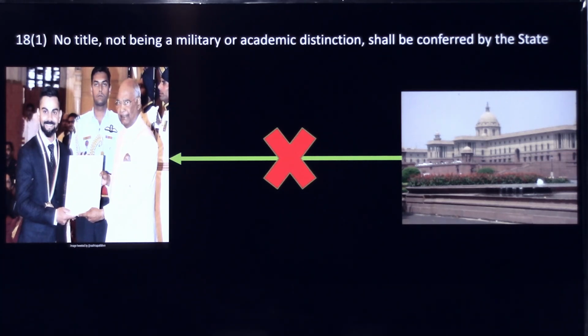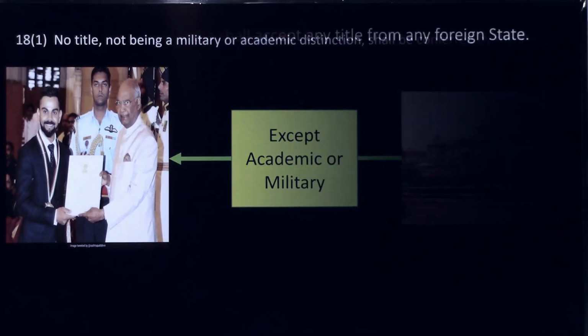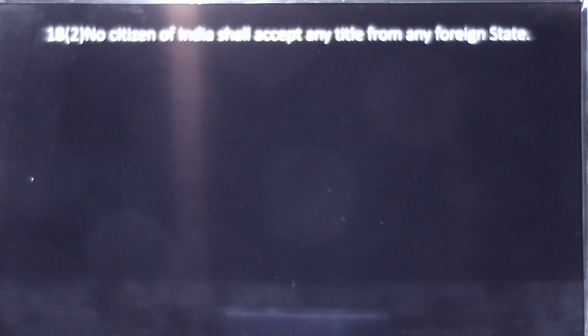This prohibition on the state awarding any kind of title does have an exception. The exception is that the state can award military or academic titles, like the academic title of doctor when we have completed our PhD, or military ranks like captain, major. So these military and academic awards are exempted from Article 18 clause 1. As I said, the exception in this case is academic or military titles. Let us move to the next slide and see what 18 clause 2 is.